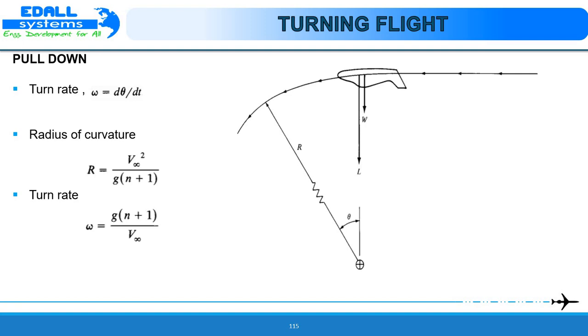By this, I hope you would have understood the turning flight for three different conditions. Let us move on to the V-n diagram in the next session.